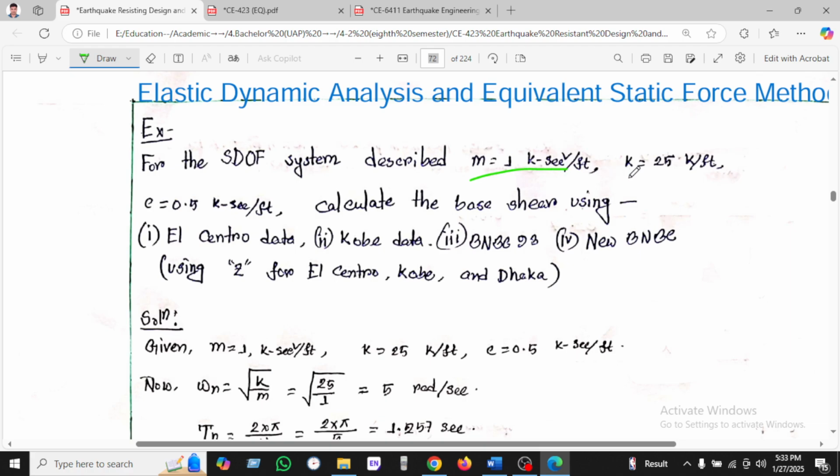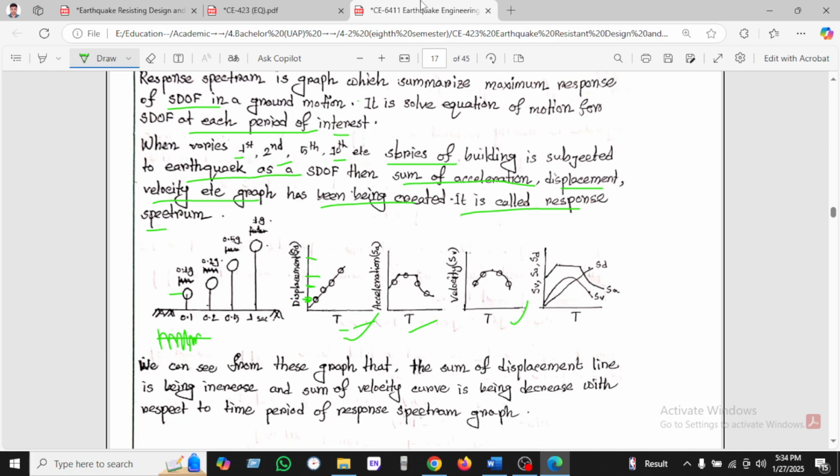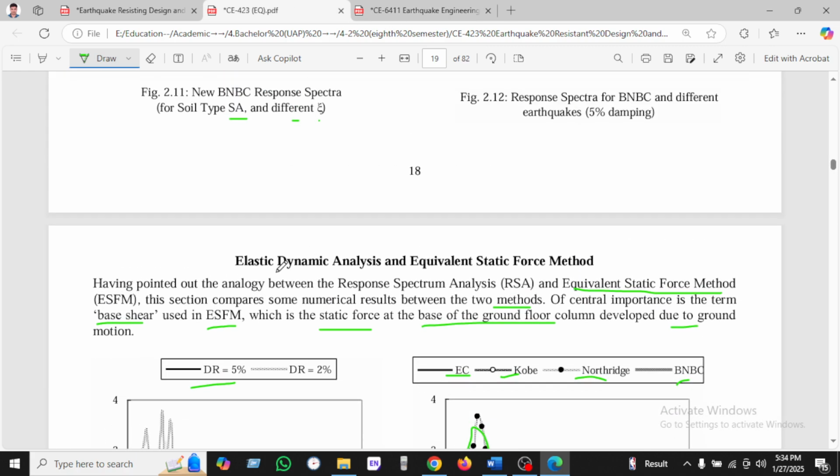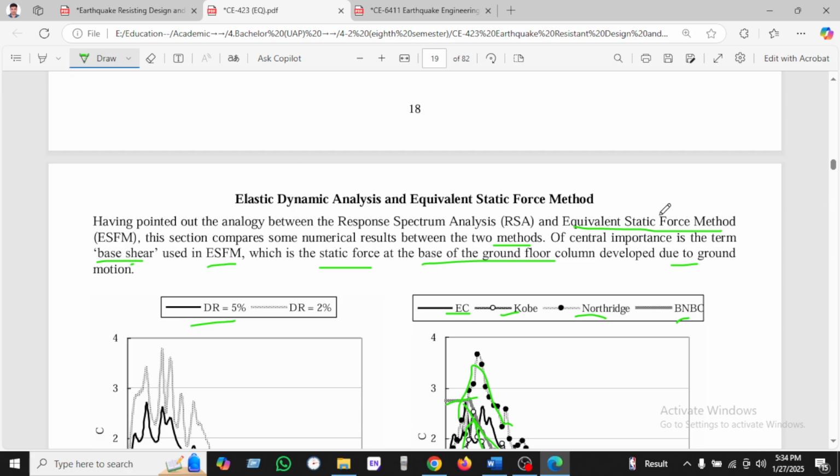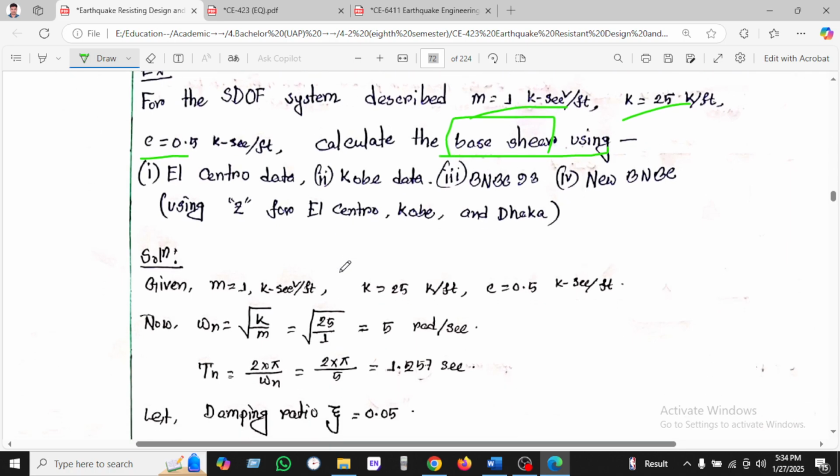M is given, K is given, C is given. Calculate the base shear. Why? Because the base shear is the equivalent static force method. That's why we are calculating the base shear. So we have to calculate for El Centro, Kobe, BNBC 93 and BNBC 2020. We use Z for El Centro, Kobe and Dhaka.